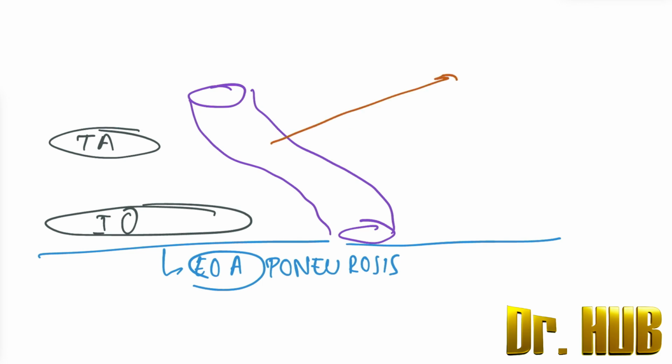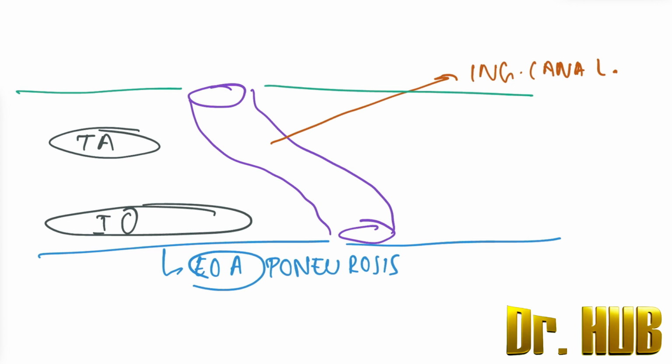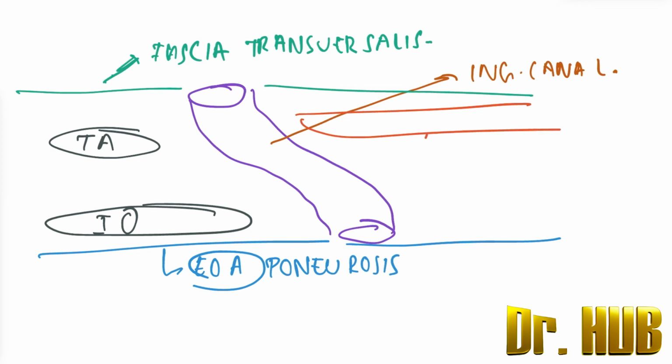Next, this canal is the inguinal canal. And on top, just like the external oblique aponeurosis, this layer is known as the fascia transversalis. Then on top, there is a tendon. This tendon is the CT, the conjoint tendon.